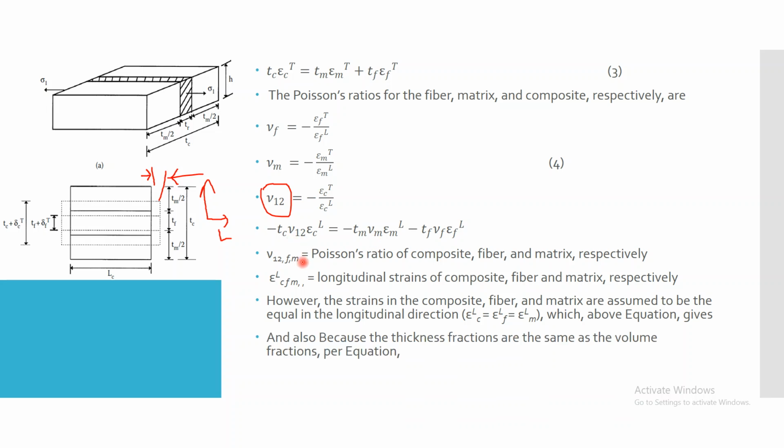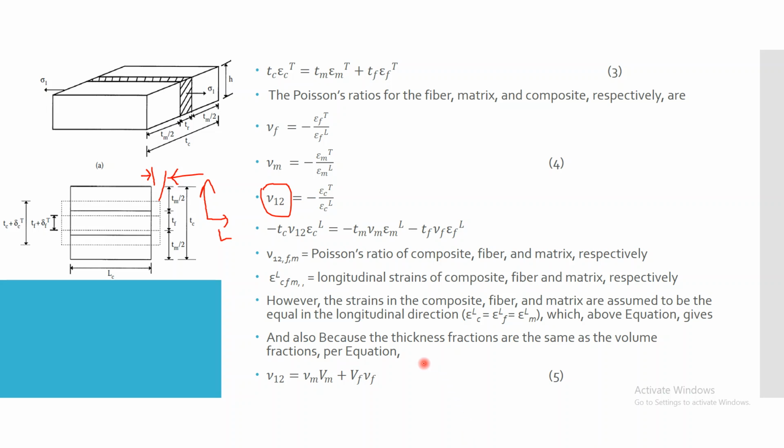So finally, comparing that with the previous one, Tm divided by Tc and Tf divided by Tc are nothing but the volume fractions. So if I cancel all these quantities and divide the whole equation by Tc, I am going to get the equation mu12 is equal to mu m into the volume fraction of the matrix, plus Vf, that is the volume fraction of the fiber, multiplied by the Poisson's ratio of the fiber.